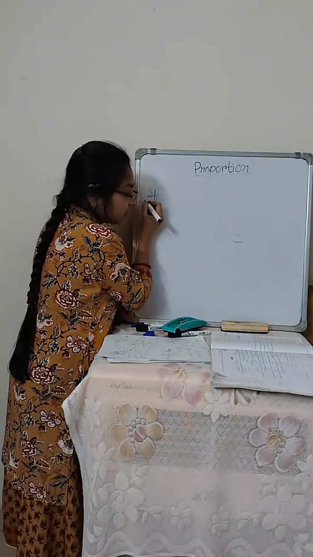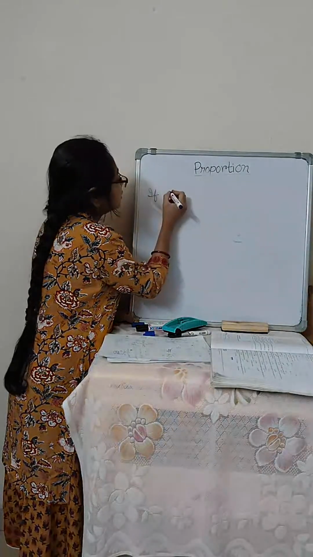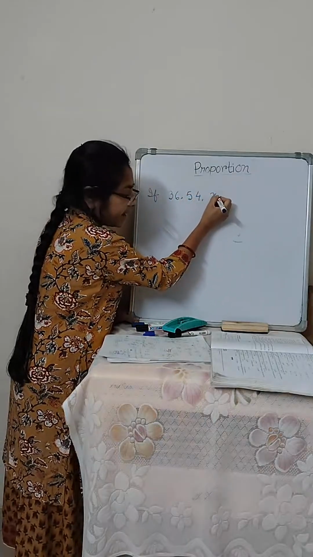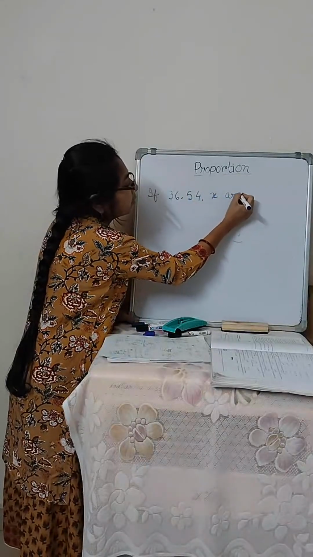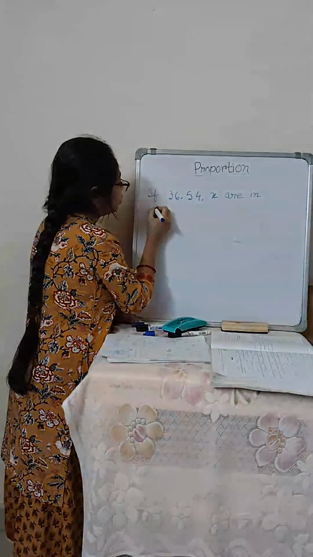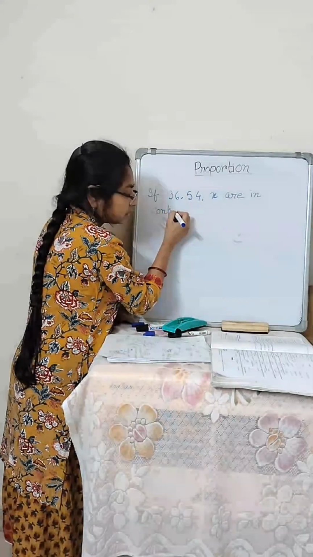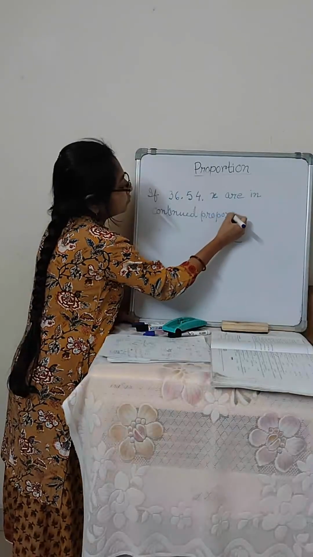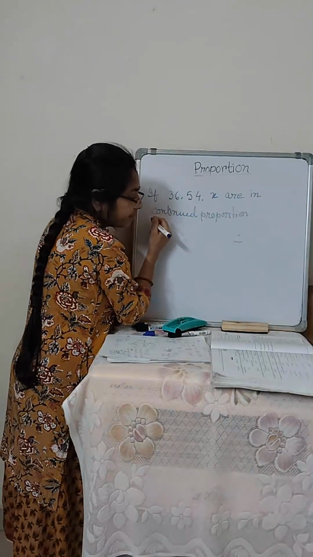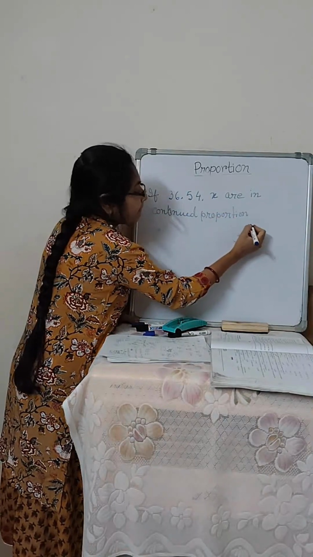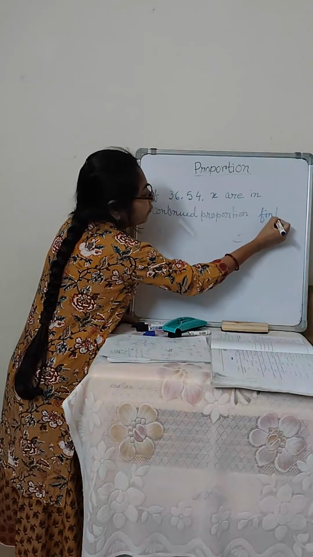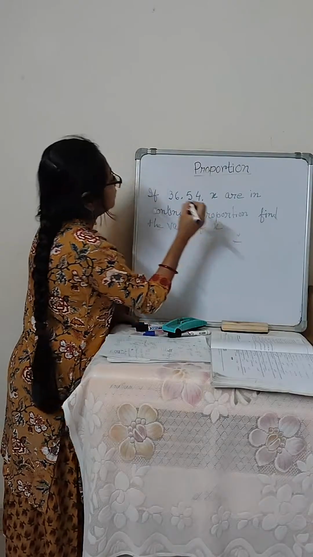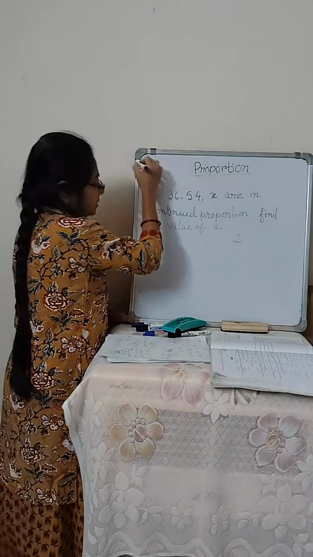If 36, 54, x are in continued proportion, find the value of x. Class 6 maths.